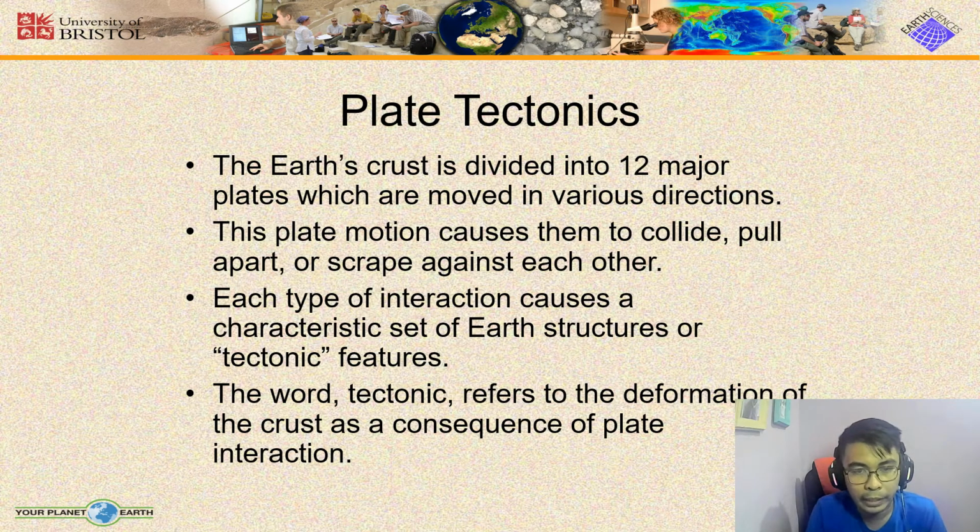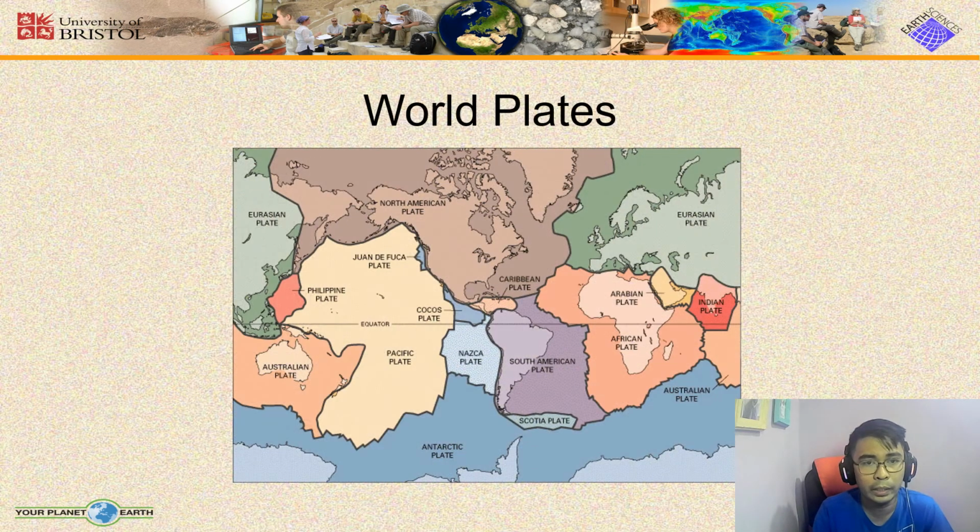Each type of interaction causes a characteristic set of earth structures, or what we call the tectonic features. The word tectonic refers to the deformation of crust as a consequence of plate interaction. So when we speak of plate tectonics, one thing is for sure, that those plates we are referring to are actually moving at a very slow rate. So that's the concept of plate tectonics.